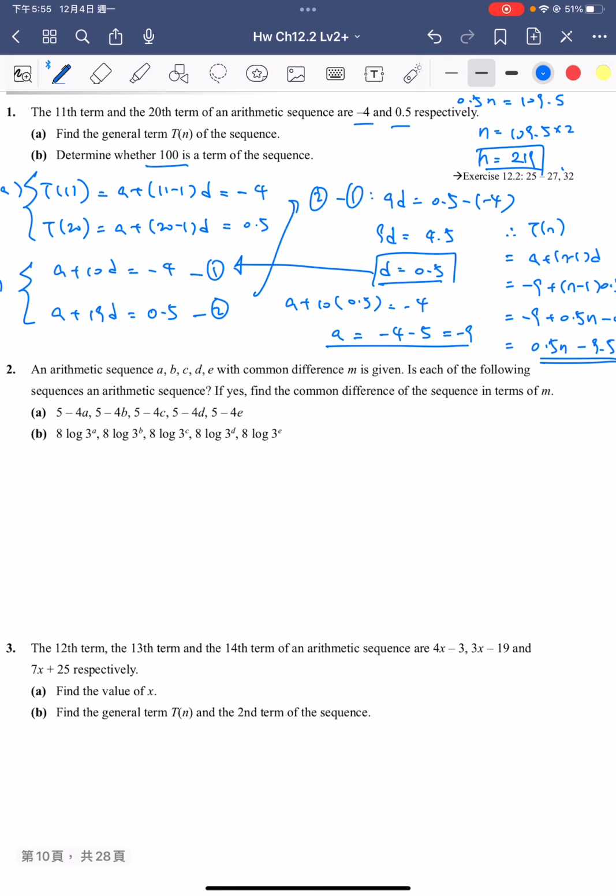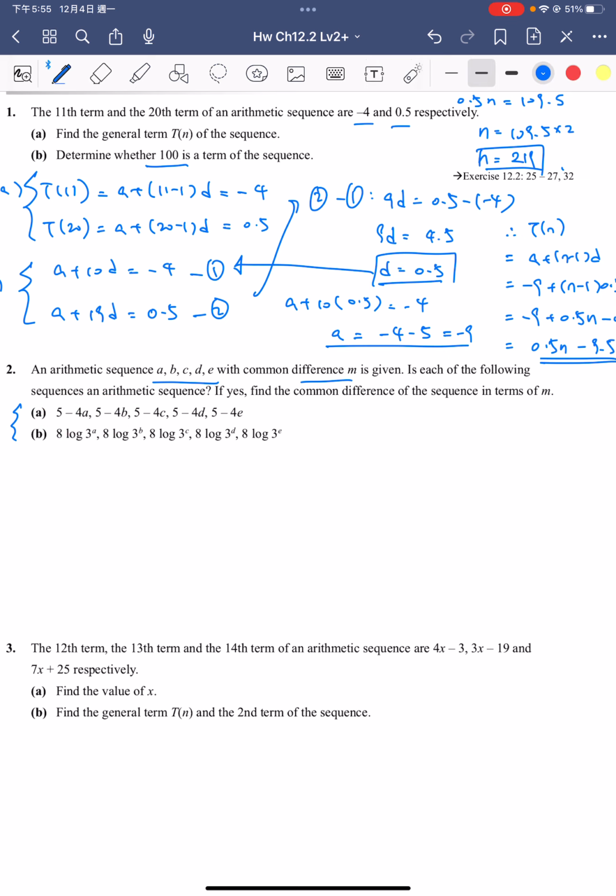So for question 2, we have the arithmetic sequence a, b, c, d, e, and the common difference is m. Now we need to think about this: the following two sequences are arithmetic sequences as well. So try to find the difference between each of them, and then find out what the common difference is. How can you find the difference? You just use the next term minus the front term.